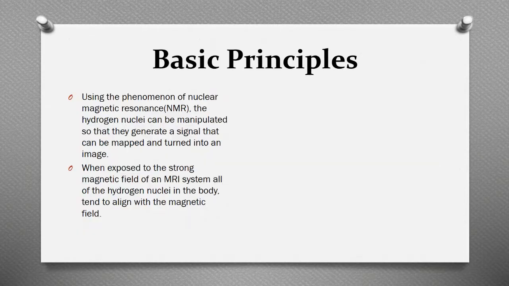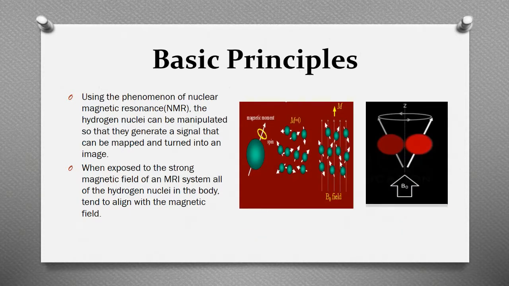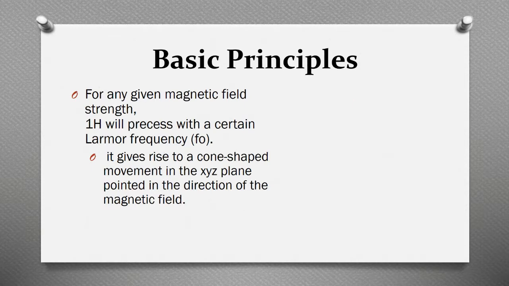When a strong magnetic field is applied, the hydrogen atoms align parallel or anti-parallel to the applied primary field. This is called longitudinal magnetization, which is in the direction of the primary magnetic field, the z-axis. The protons spin on that axis, and this is called precession. The precession rate is called the Larmor frequency and is given by this formula.